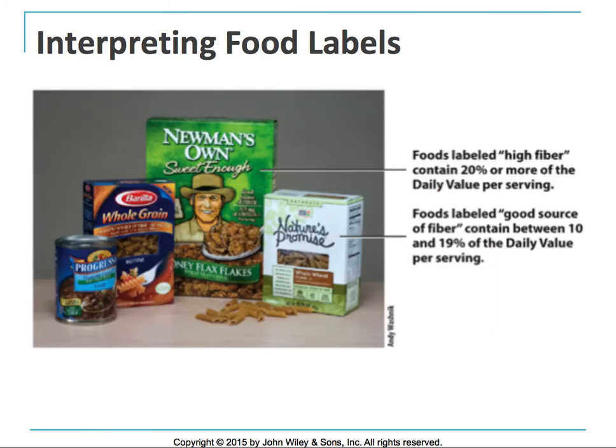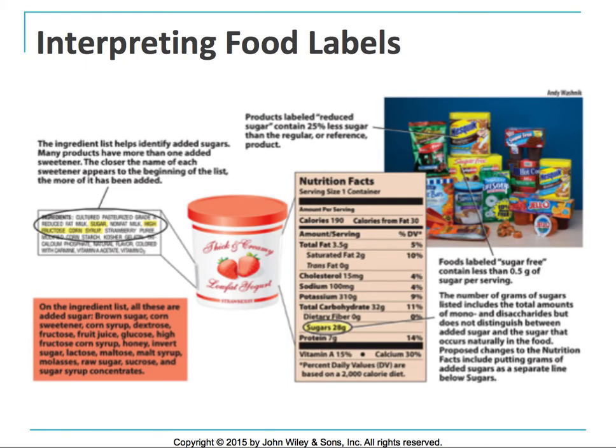A little bit more about interpreting food labels. If a food is labeled high fiber, by law, it has to contain 20% or more of the daily value per serving, whereas foods labeled as a good source of fiber contain between 10 and 19% of the daily value per serving. Interpreting food labels, again, this is from your text, a little bit more information about where to find carbohydrates, sugars, and fiber on food labels of some common products.